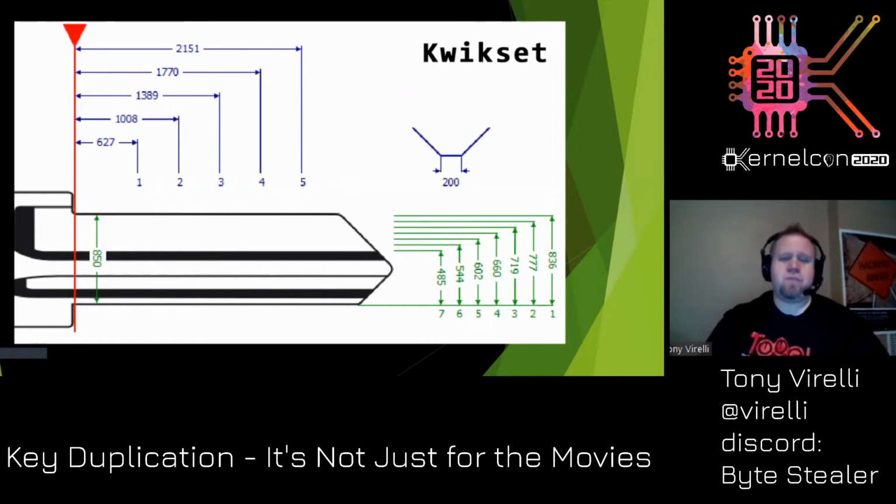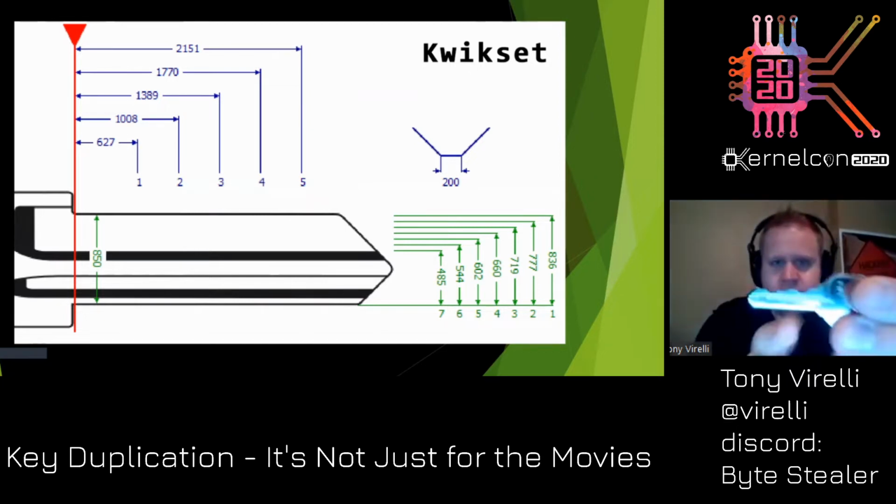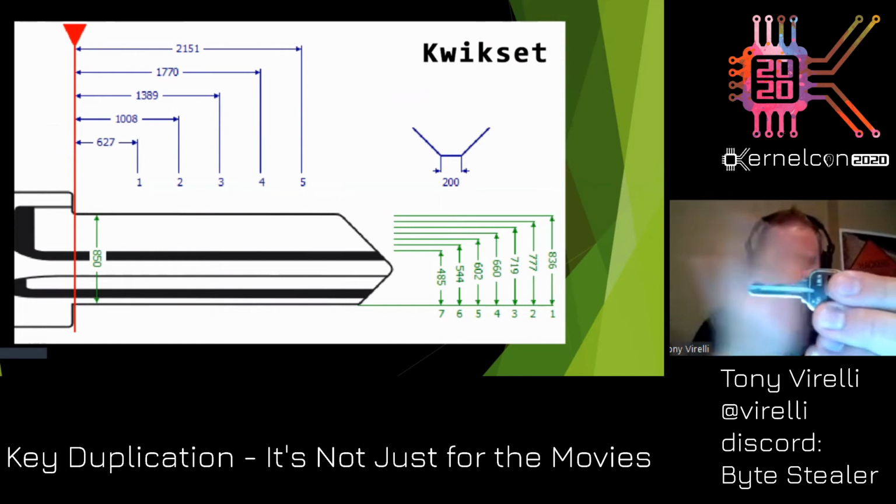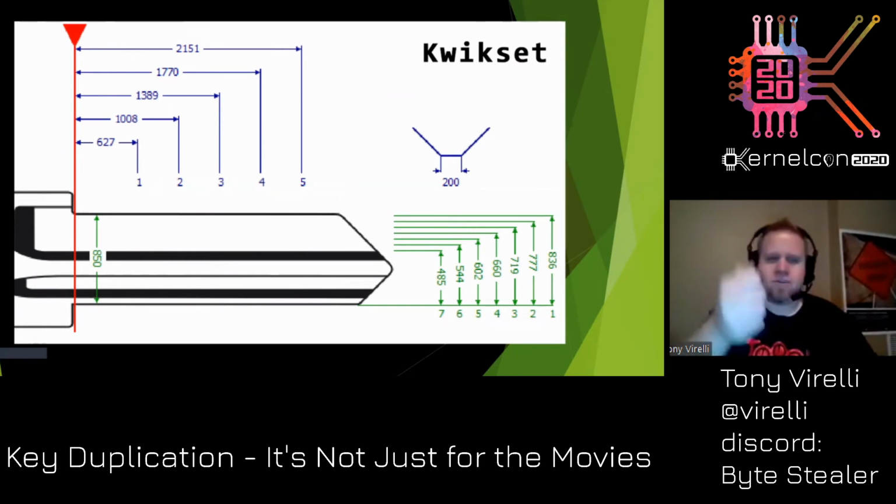So how do you do this with a picture? If I have an actual key, I can take calipers and measure the depth of each cut. On a key you can see there are little cuts. Everyone knows what a key looks like.